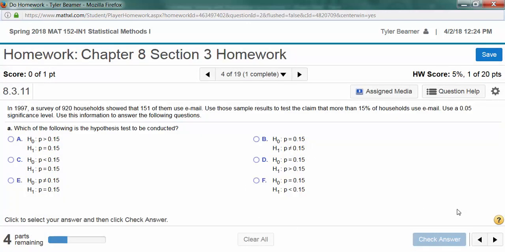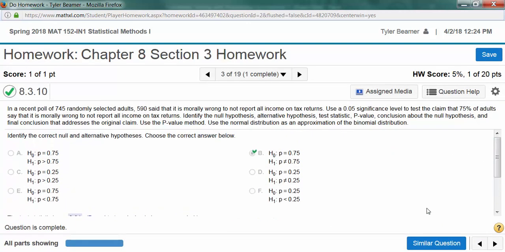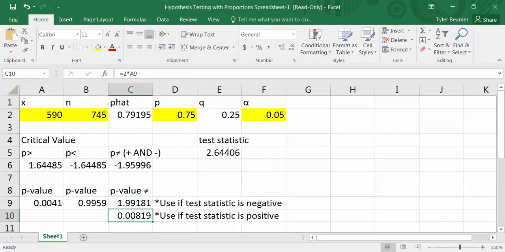And that's it. So that's just an example of how you can use this Excel template to help you solve the problems in the Chapter 8, Section 3 homework, and then of course in subsequent quizzes. If you do have any other questions in regards to using this template, please let me know. But hopefully this will make things a little bit easier for you, especially in terms of number crunching and analyzing tables and so on and so forth.